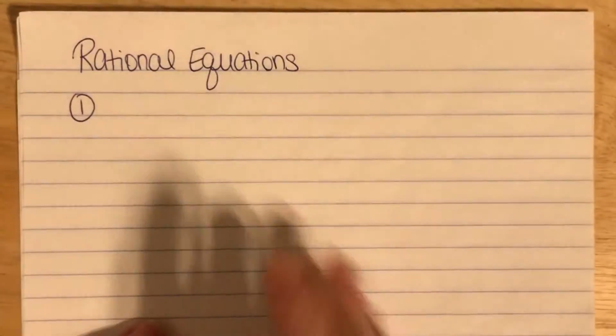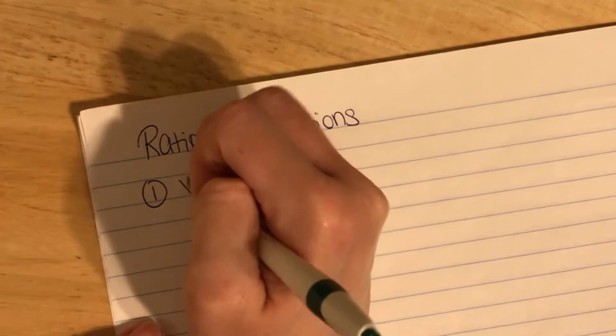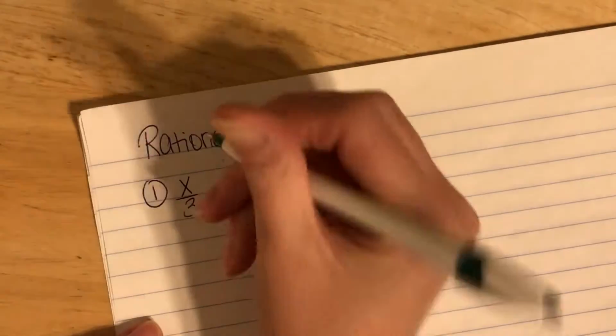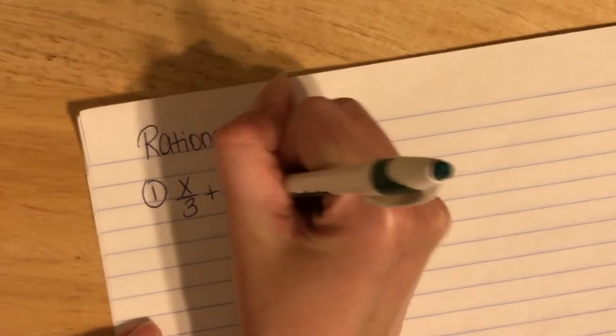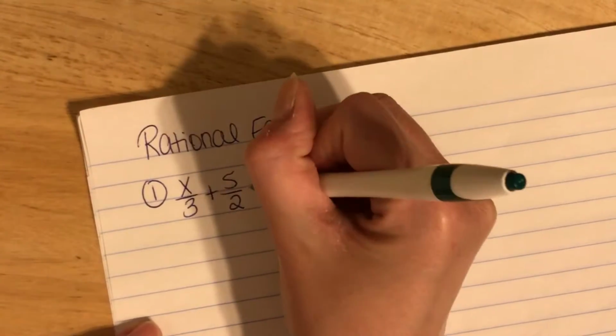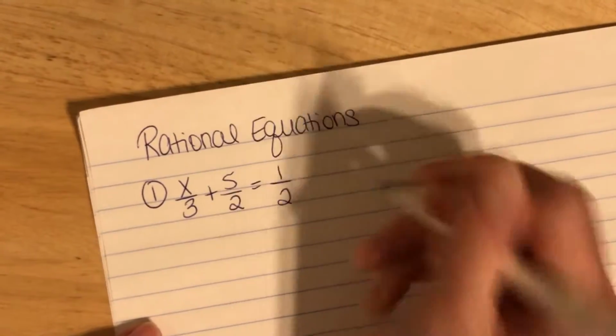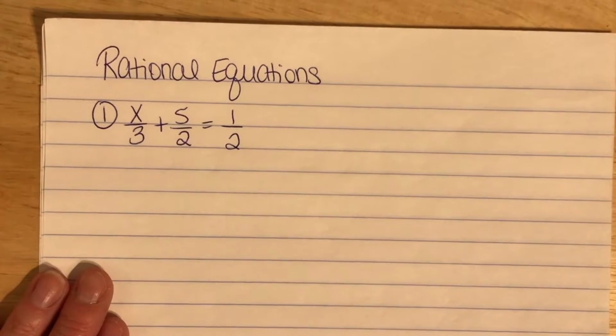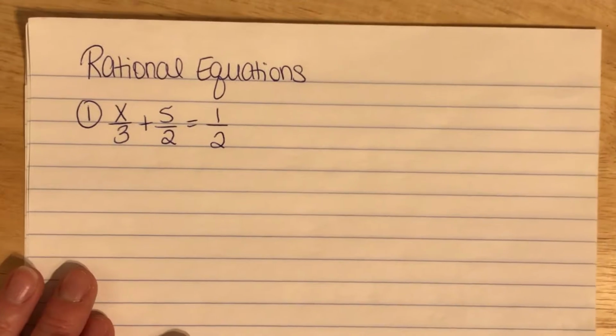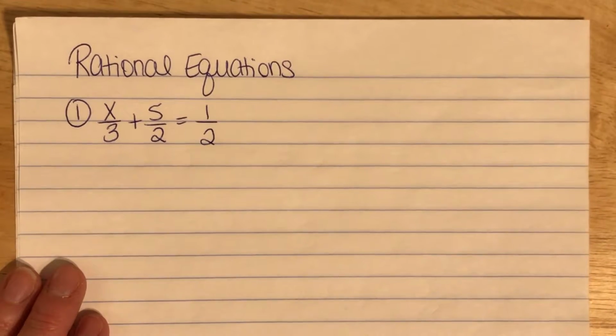Okay, first one, just gonna write it. So I have x over 3 plus 5 halves equals 1 half. So the goal of rational equations is to multiply each term by the common denominator to eliminate the denominators and create a linear equation that we can easily solve using our multiplication and addition properties of equality.